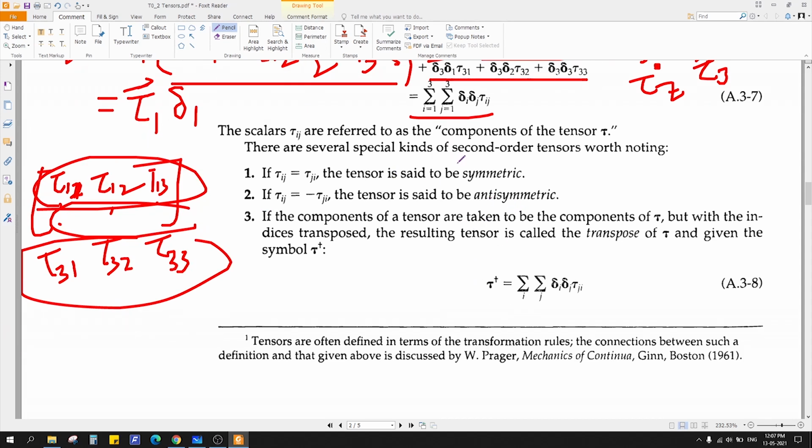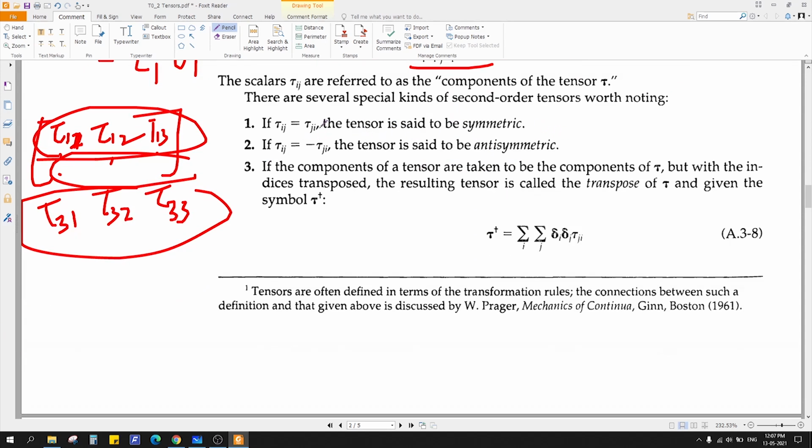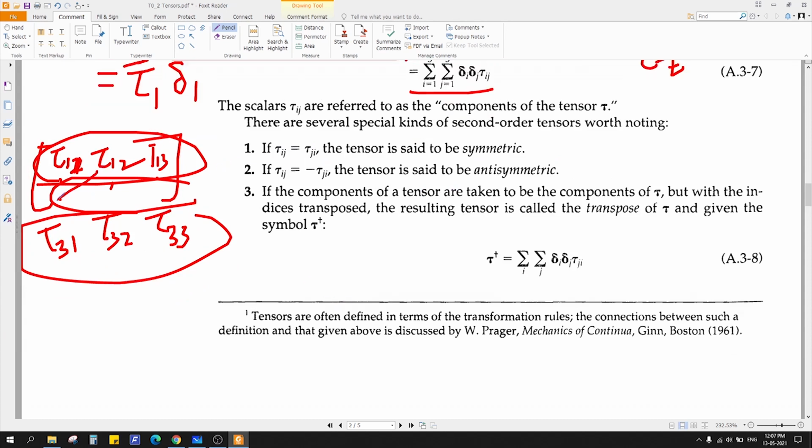Okay, so you already know when a tensor is called symmetric: when these opposite components are equal, right? Apart from the principal diagonal component, the opposite, if they are equal, then it is called symmetric. If they are equal but in negative sign, it is called antisymmetric. You already know this from matrix algebra. Okay, so what about the transpose of a tensor? So just flip this. It was ij previously, so just ji.